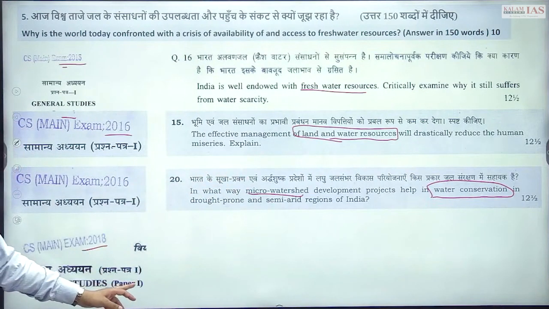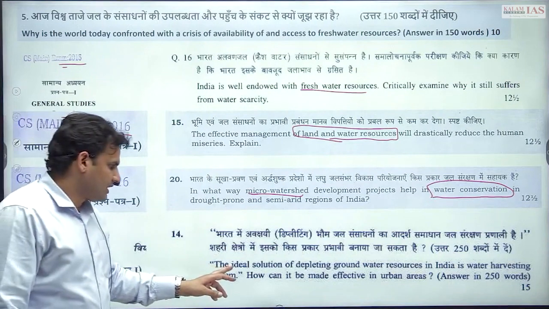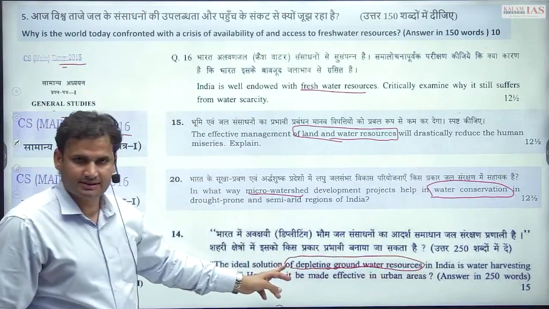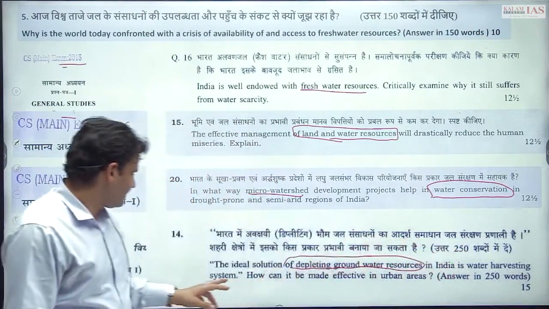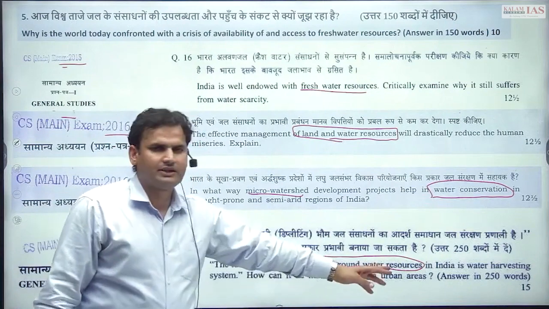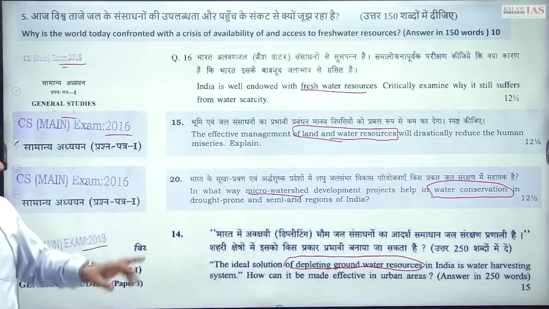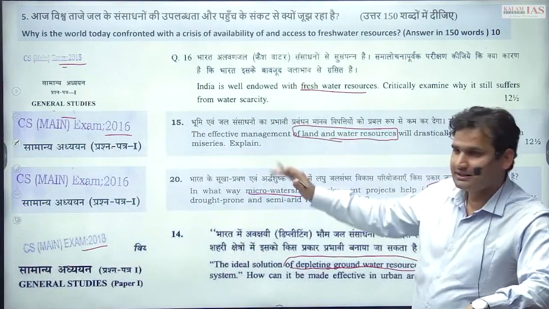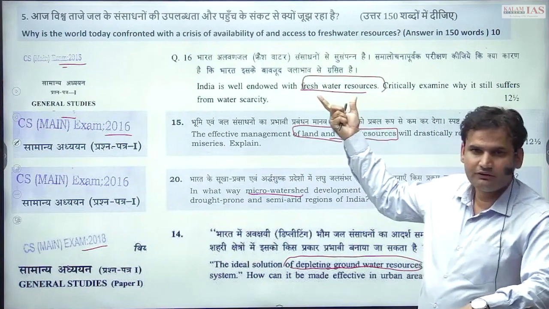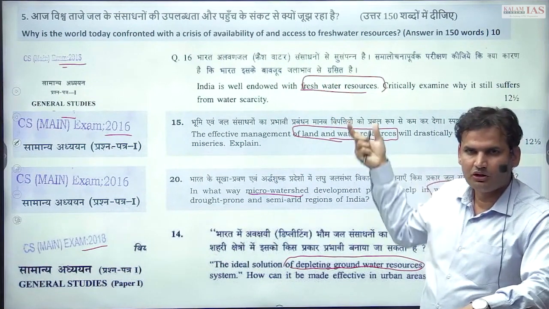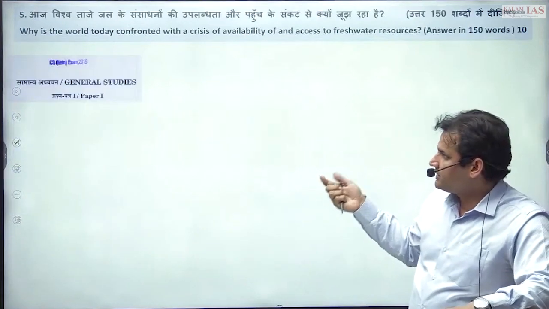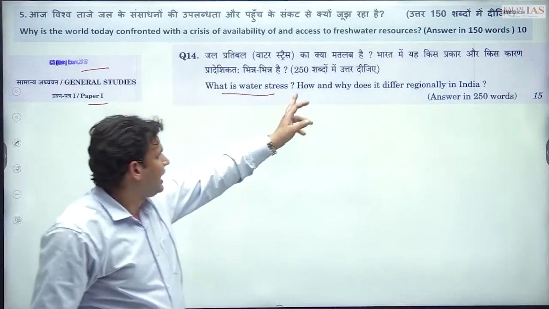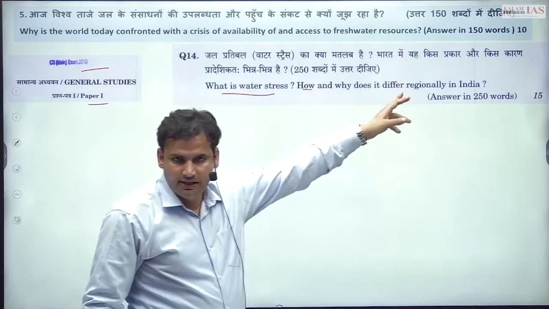2018 GS paper 1, the ideal solution of depleting groundwater resources in India is water harvesting system. How can it be made more effective in the urban areas? But the story does not end over here, right? These are only a few questions which have focused upon fresh water resources, or for that matter, water as a resource. In fact, in 2019, GS paper 1, what was being asked? What is water stress? How and why does it differ regionally in India?